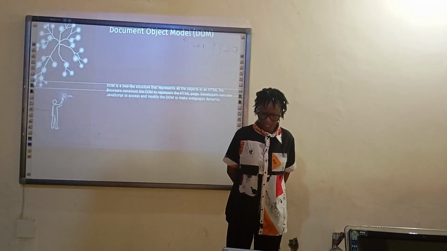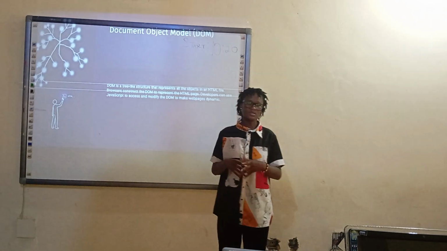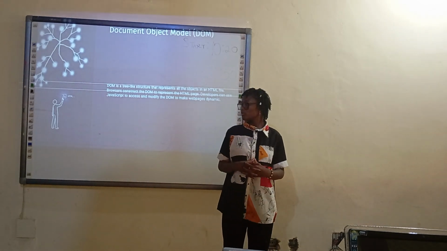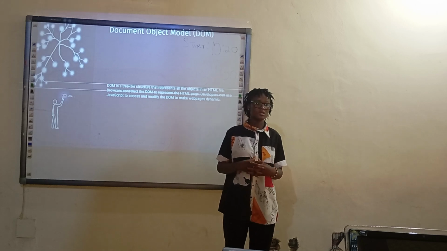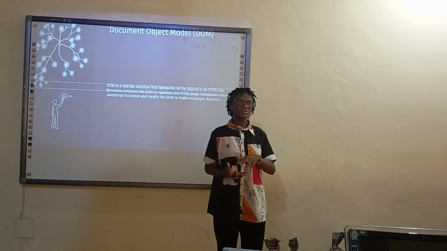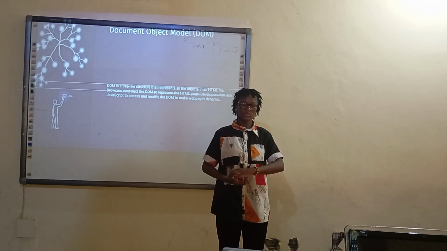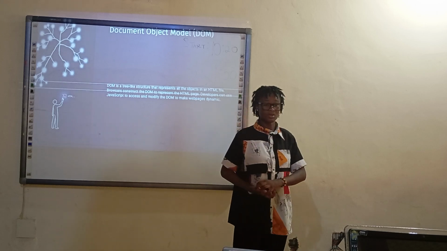Document object model. This is a tree-like structure that represents all the objects in the HTML. So rather than a web browser having to read HTML code line by line, it's put in a DOM, and it can read everything at once and makes websites run faster.